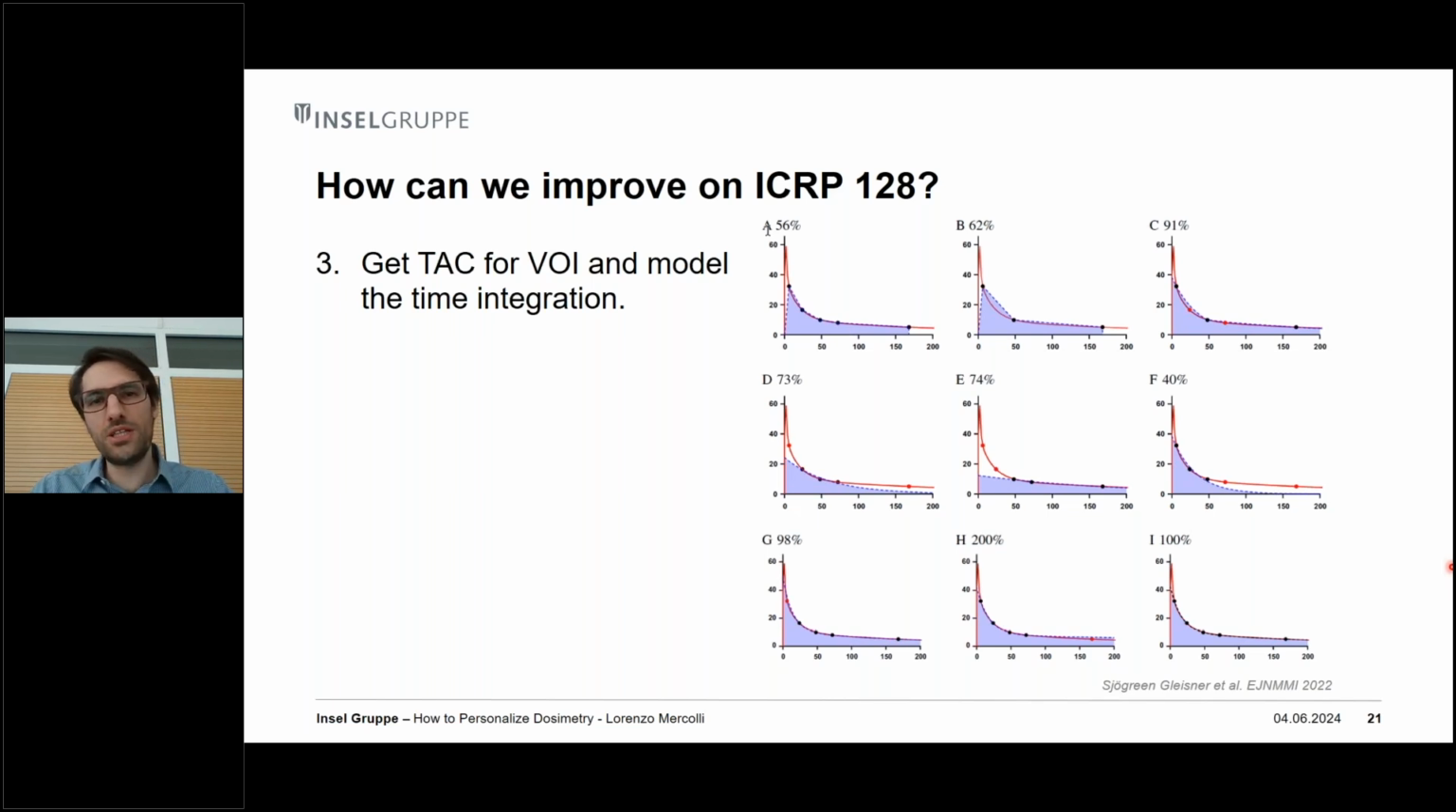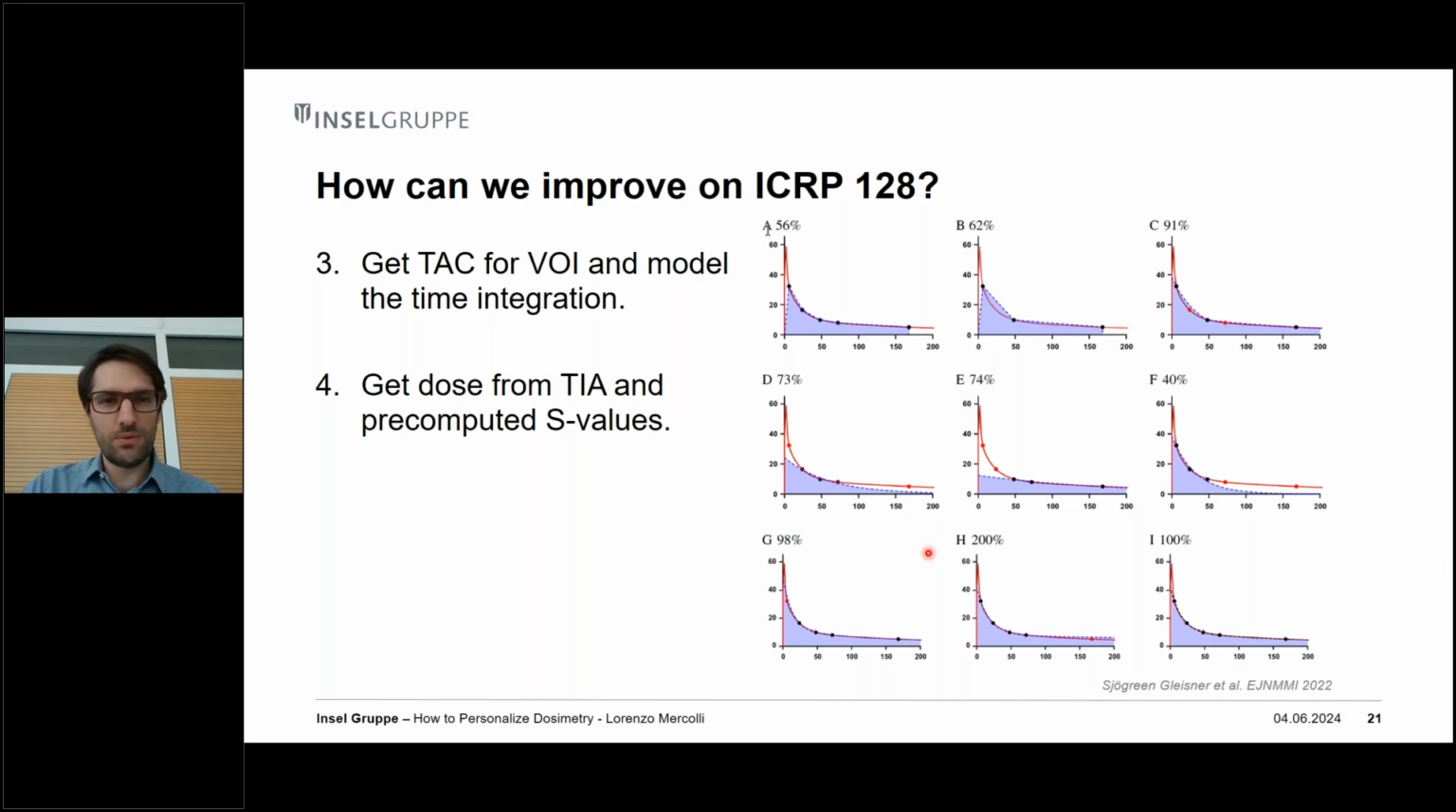But let's say you have your time activity curves, you have a certain concept or a model for the time integration, and then you go to big tables where you will find S values for the reference phantoms, for the standard human phantoms of the ICRP. You multiply your time integrated activity with the S value and you get a dose estimate. So this is nice. So we have now a dose estimate that has the source from each patient.